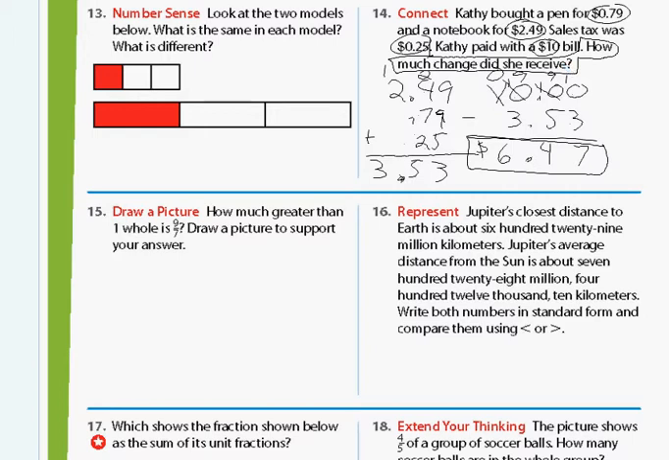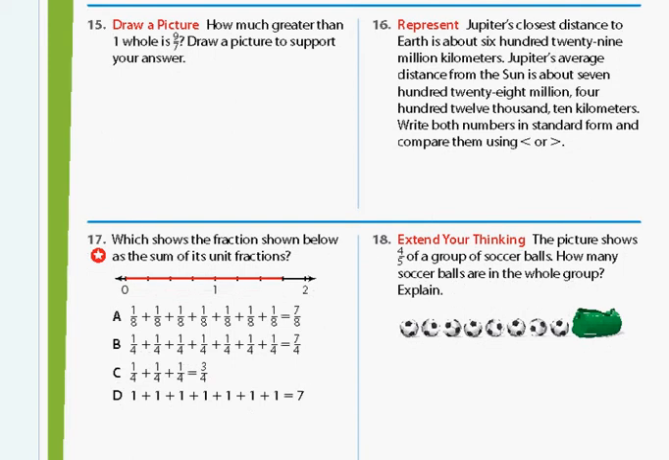Problem number 16. Jupiter's closest distance to Earth is about 629 million kilometers. Jupiter's average distance from the Sun is about 728,412,010 kilometers. Write both these numbers in standard form and compare them using less than or greater than. Okay, so I'm going to go ahead and underline the important information there, or circle the important information.